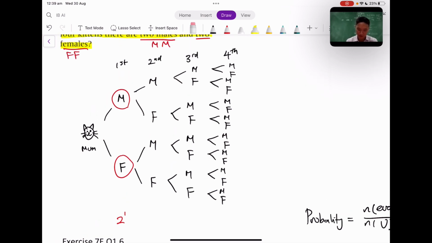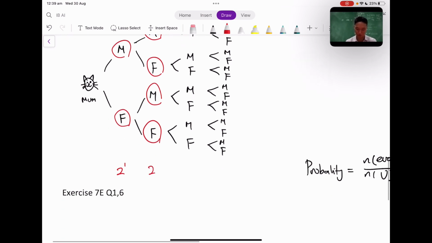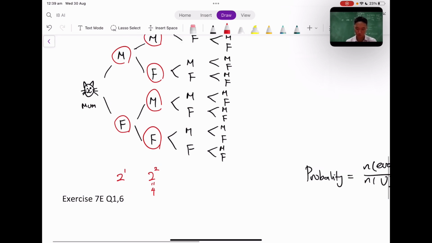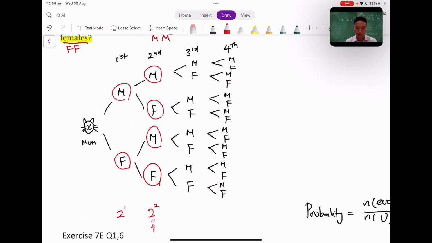Now, after the mom had the first child, let's suppose that mom had a male kitten. The second kitten can be either a male or a female. And if the mom had a female for the first one, the second can also be either male or female. So now, after having 2 kittens, there are 4 possible ways. And then we move on. The third one could also be male or female, and so on.